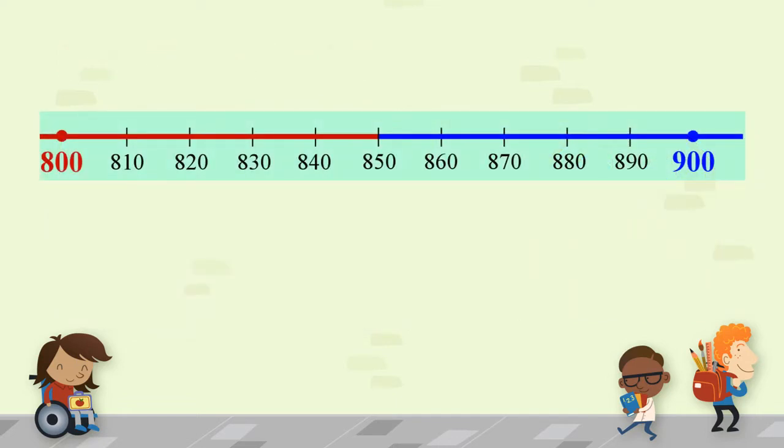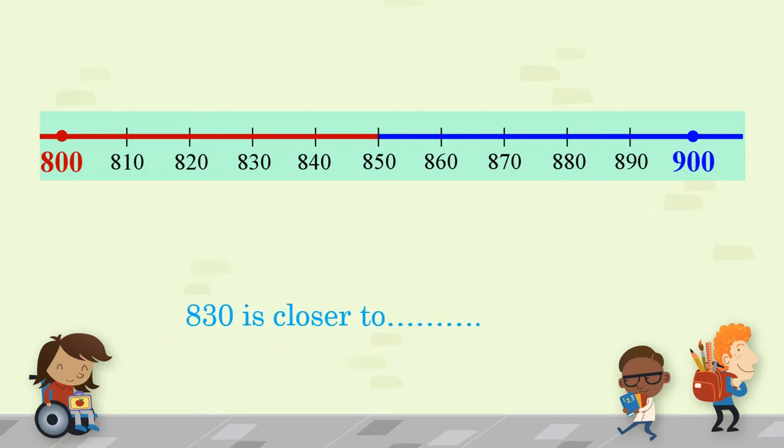Okay, now can you read this number? What's this? It's a part of the number line. What's this? 800. Can you count here by 10? 810, 820, 830, 840, 850, 860, 870, 880, 890. What's the next 10? 900.